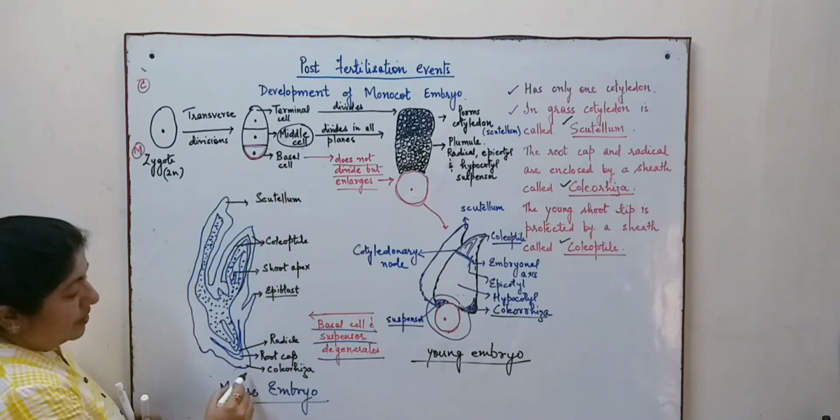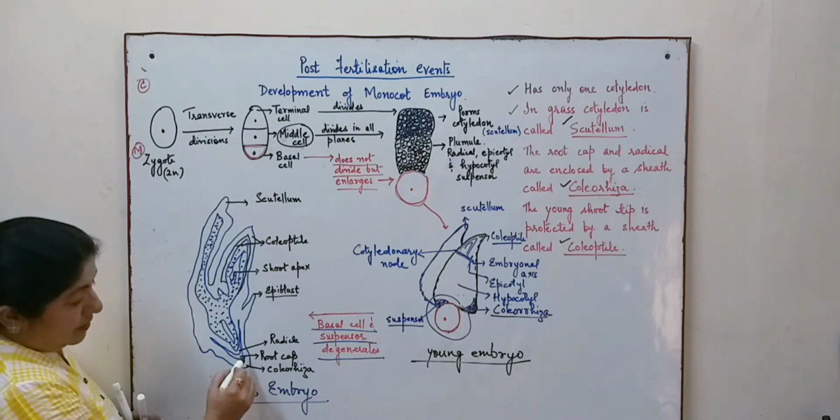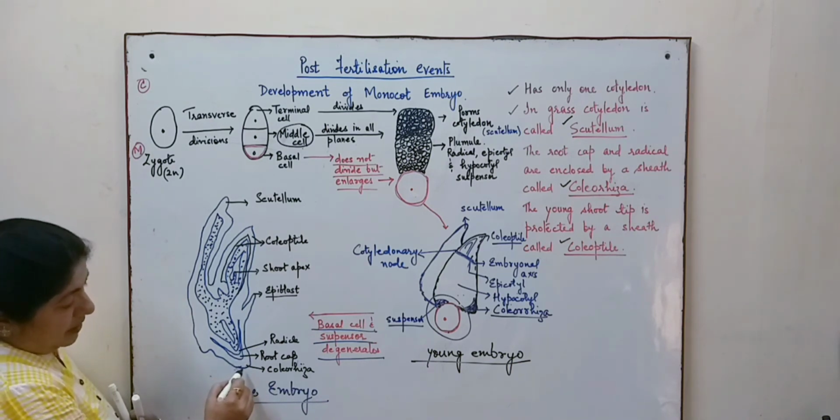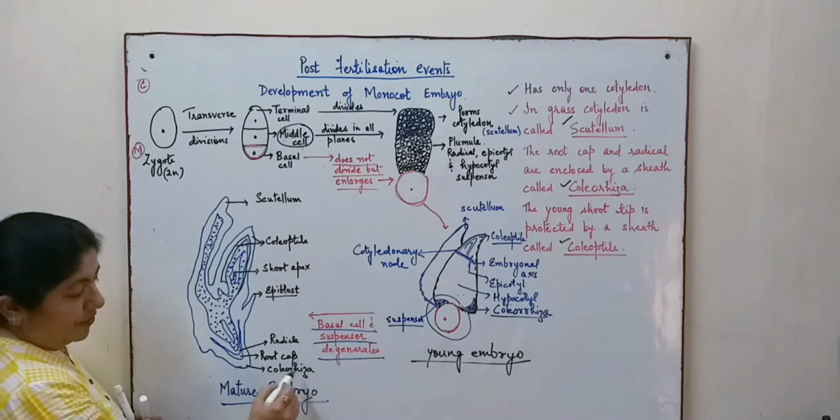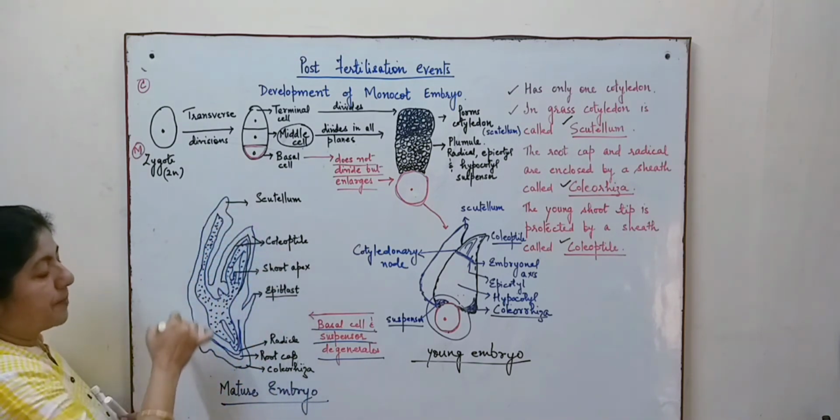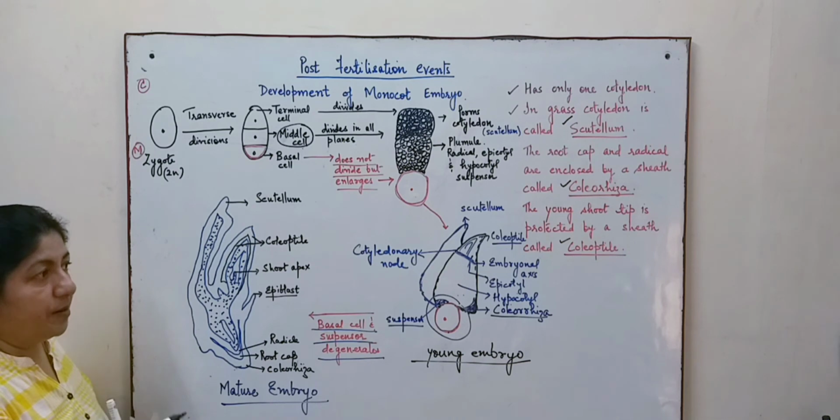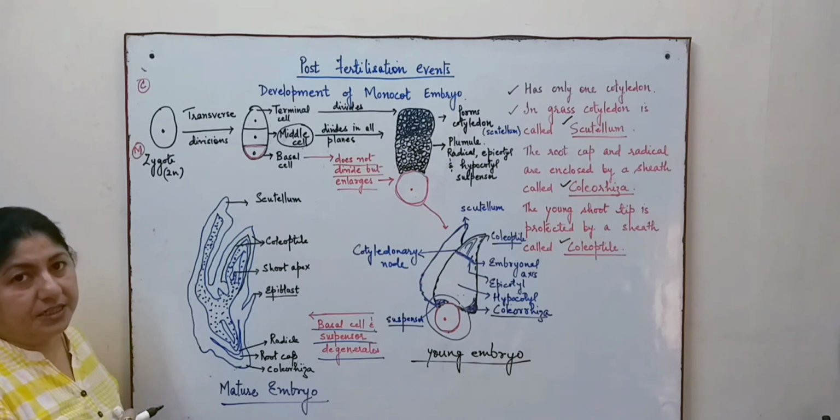Then we have the root cap over here and the radicle. They both are protected by a sheath which is known as coleorhiza. So this diagram represents a complete mature embryo of a monocotyledonous plant.